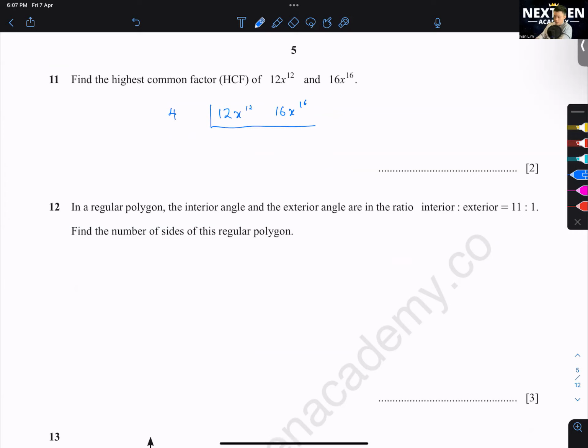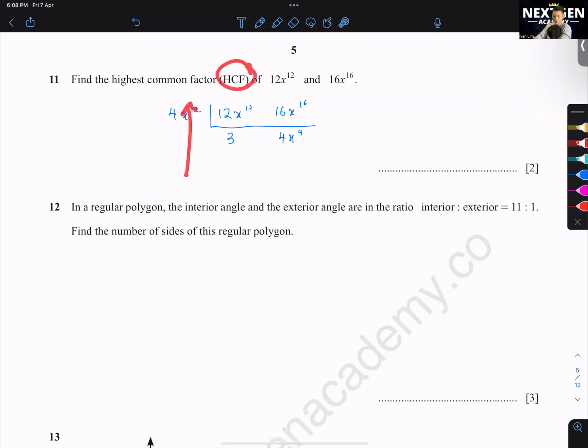That's the highest, with x^12 and x^16. The highest one is x to the power of 12. So I will have 3 left here and 4x to the power of 4 left here. Why do I like to use this? We call it the ladder method, because just in case they ask you this type of question and then ask you to find LCM. Recall how we do LCM? For HCF, we only take all the values on the left-hand side, because it's a high-rise building.